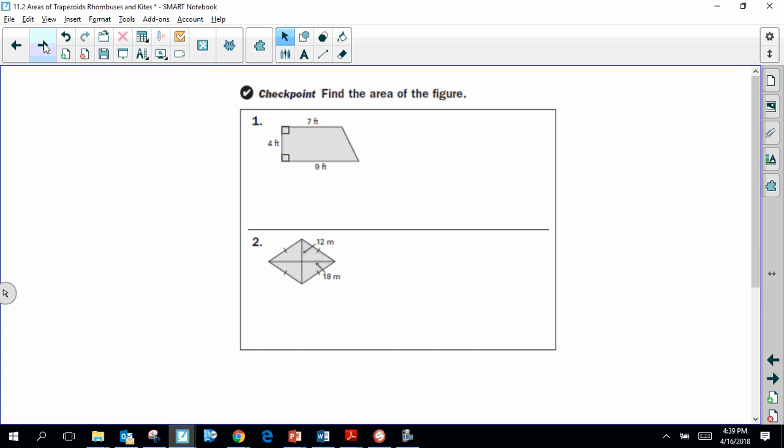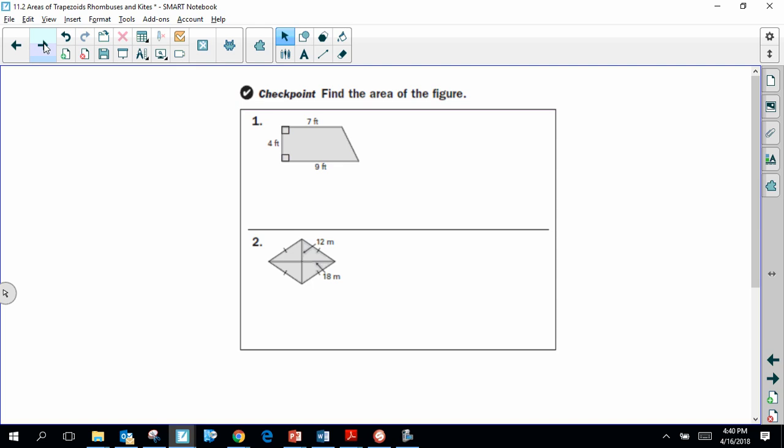So at this point, I'm going to go ahead and pause. I'm going to take a step back, and what I want you guys to do is pause the video, find the area of the two figures that we have in these diagrams. And once you have your areas, come on back, hit play, and see what your answers look like compared to mine.